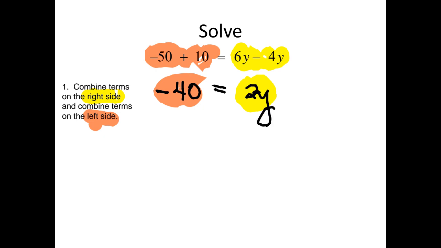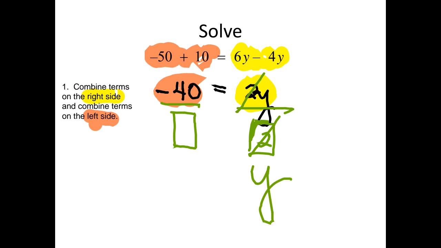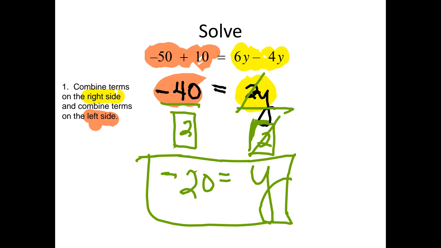I am dividing because 2 next to y means multiply. The 2 is coming here because 2 divided by 2 is 1y. But negative 40 divided by a positive 2 gives me a negative 20. This is my answer for y. And that's what the word solve means. Find what the variable means.